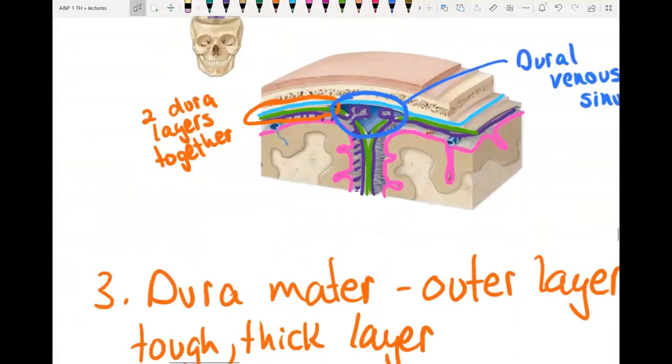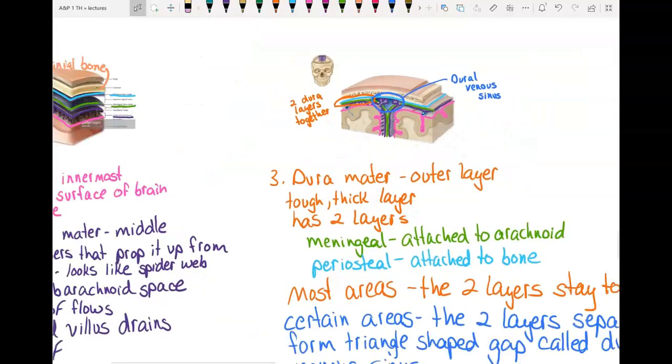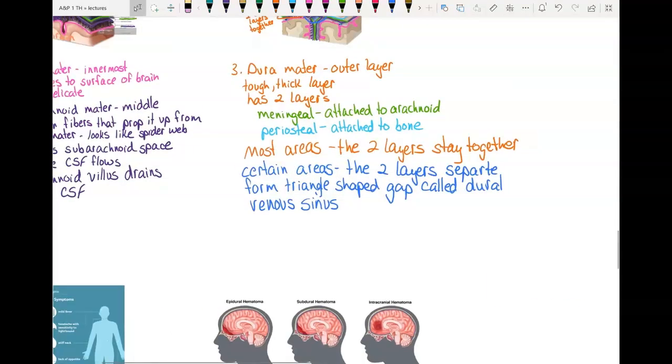And notice there's your arachnoid villus in that dural venous sinus. So this is where your old cerebral spinal fluid goes. It is also how blood drains out of the brain. So the purpose of the dural venous sinus is to drain blood and your old cerebral spinal fluid from the brain. And this ends up draining into the jugular vein, and it goes back to your heart that way.